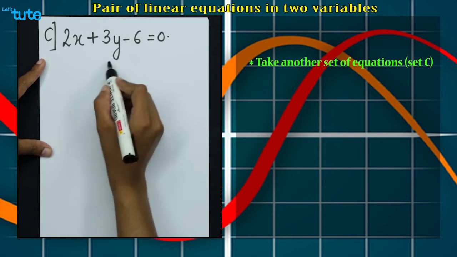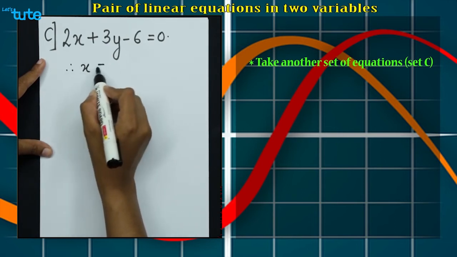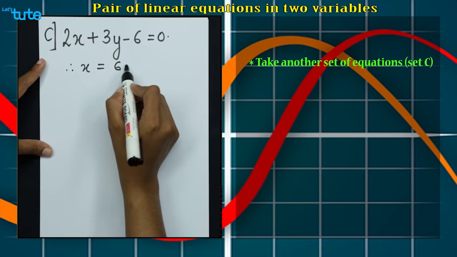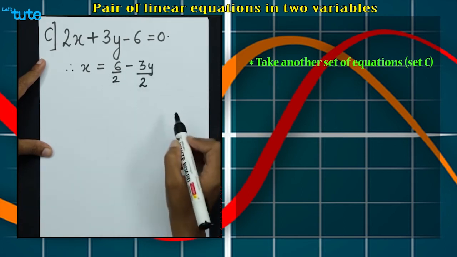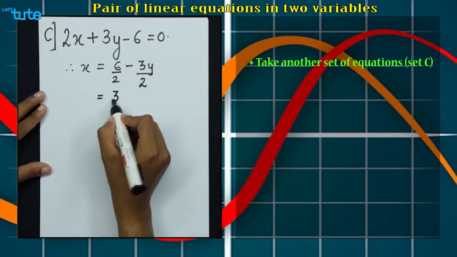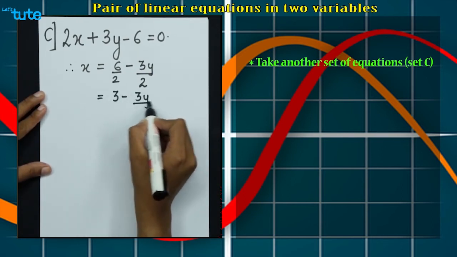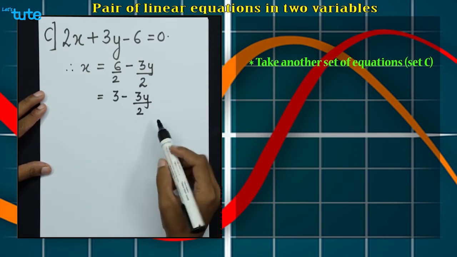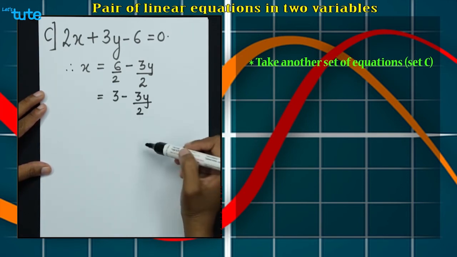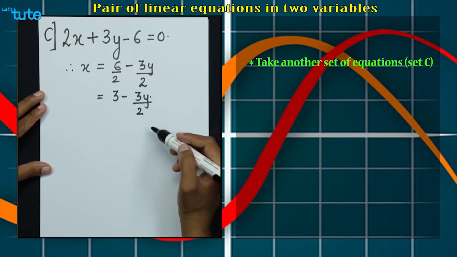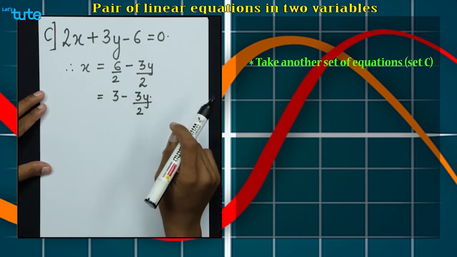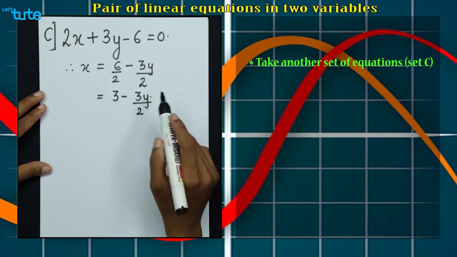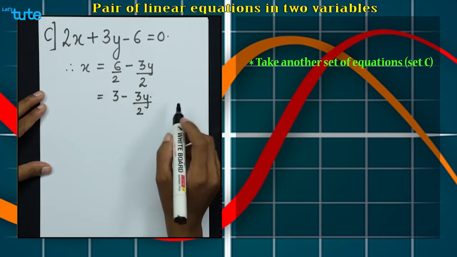If I reduce this equation, I would obtain x is equal to 6 minus 3y divided by 2. I am dividing by 2 for each term. This gives us 3 minus 3y upon 2. As we observe, there is a denominator 2. We would try to eliminate it by taking even values for y. You can also take odd values, but then that gives you decimal values for x, which are a bit difficult to plot on the graph paper. So to avoid complications, we are trying to take even values for y.